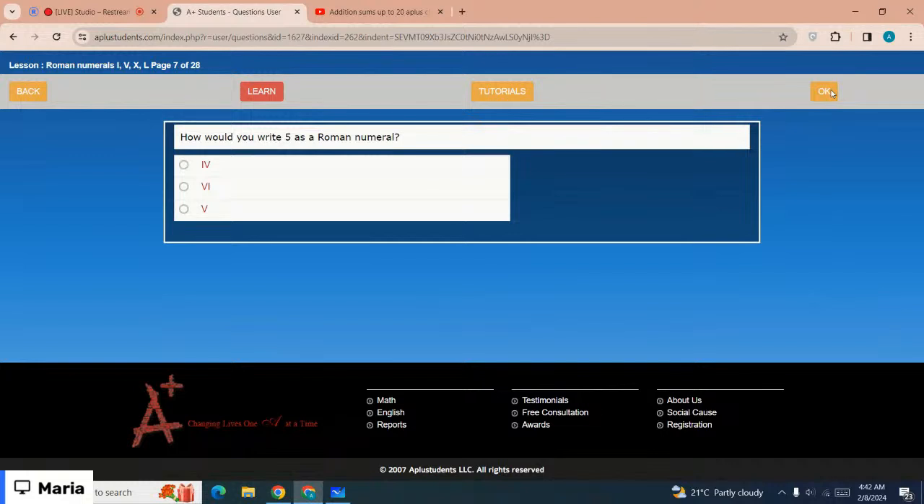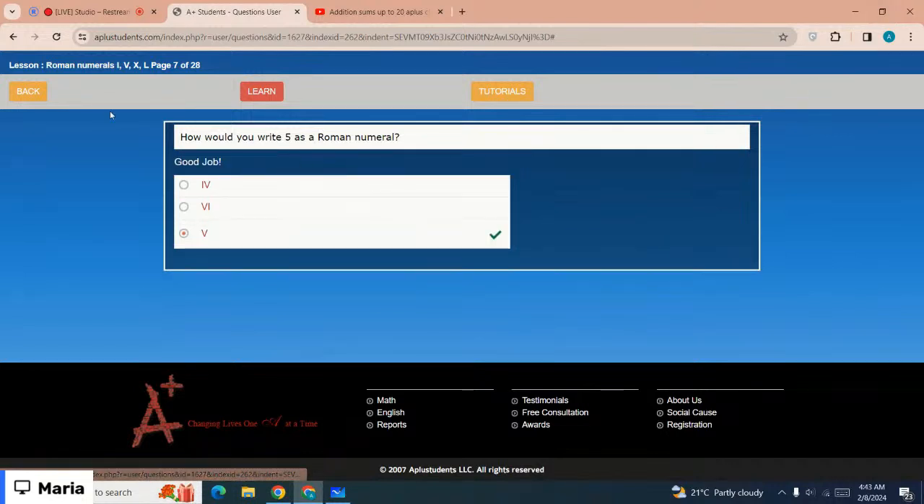How would you write 5 as a Roman numeral? So which is the correct option? You can write 5 as V. The last option is the correct one, right? Okay, you can complete the lesson by yourself later today.